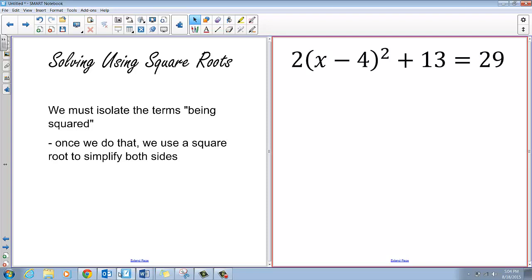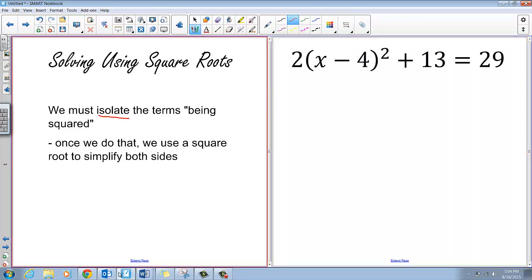Something to go by always is we must isolate the terms being squared, and we put emphasis on the word isolate, meaning getting it by itself, totally by itself. And once we do that, we will be able to use a square root to simplify both sides. So let me show you what I mean.